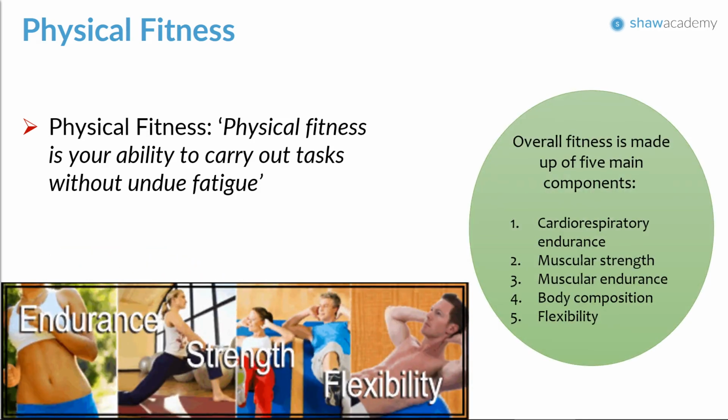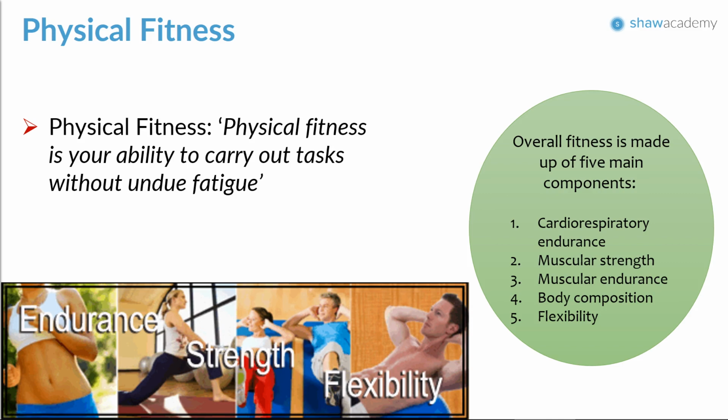Number 1, we have cardiorespiratory endurance, cardiorespiratory fitness, and this is the ability of the body's circulatory and respiratory systems to supply fuel during sustained physical activity. Number 2, we have muscular strength, the ability of the muscle to exert force during an activity. Number 3 is muscular endurance, the ability of the muscle to continue to perform without fatigue. Number 4, we have body composition, which refers to the relative amount of muscle, fat, bone, and other vital parts of the body.